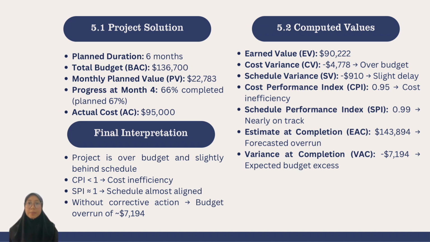Looking ahead, the estimate at completion is $143,894, which forecasts a budget overrun of about $7,194. In summary, the project is currently over budget and slightly behind schedule. If corrective actions are not taken, the project will exceed its budget by approximately $7,194. This highlights the importance of cost control and efficiency improvements moving forward.